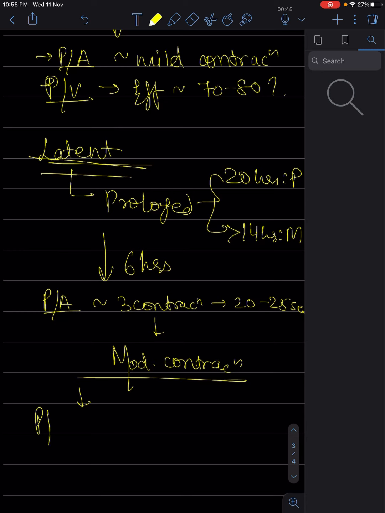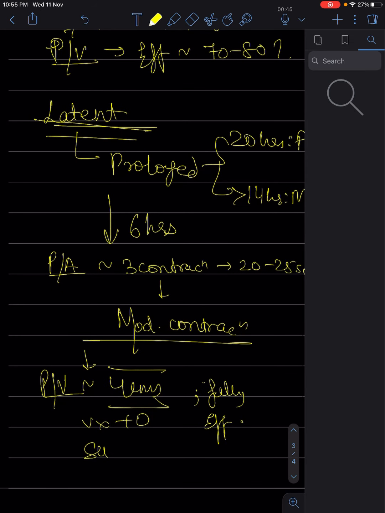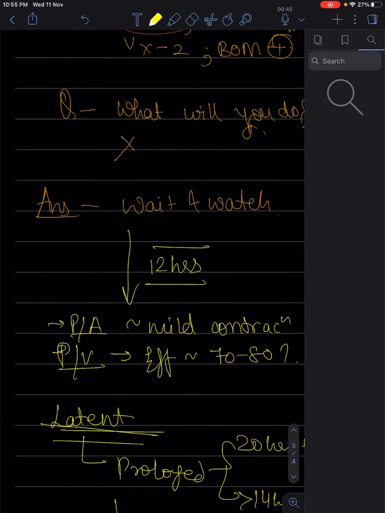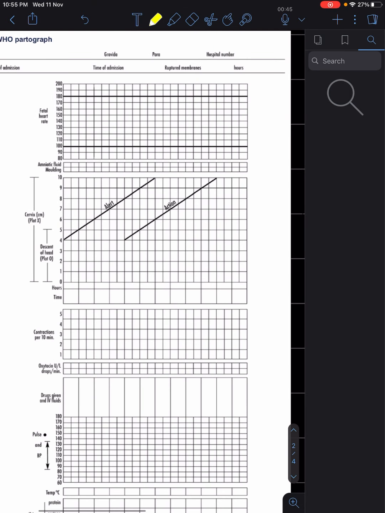And on PV, voila, we have 4 centimeters dilatation, and a fully effaced cervix, and vertex is +0. Sutures lie in left occipito anterior position. So now what are we supposed to do? Now we can finally start plotting our partogram, the thing that we have been waiting for, right?